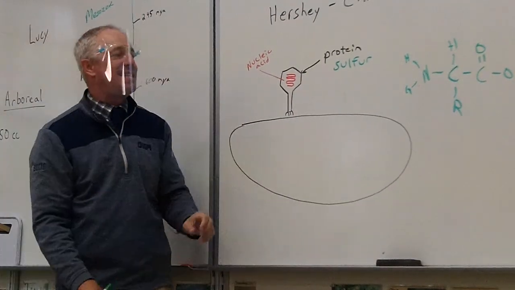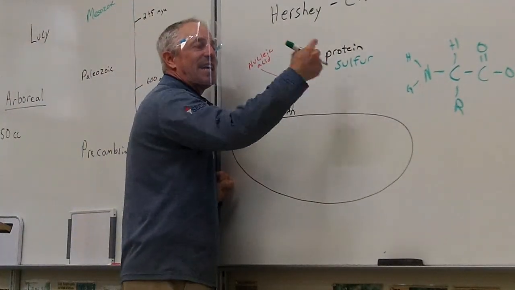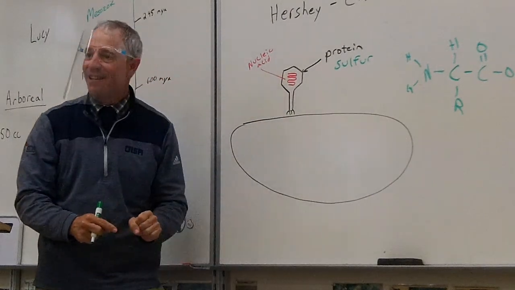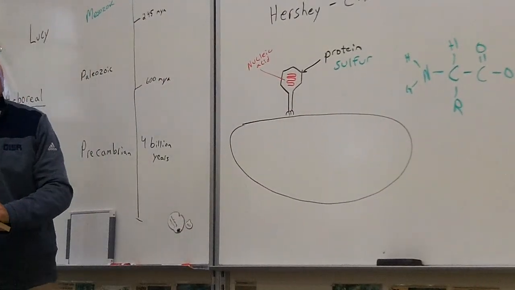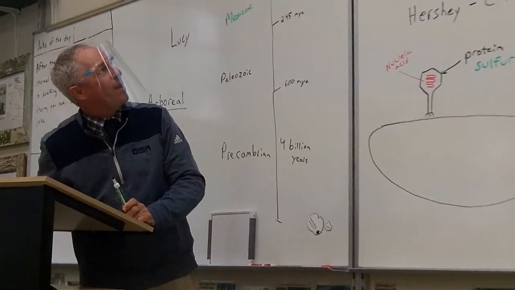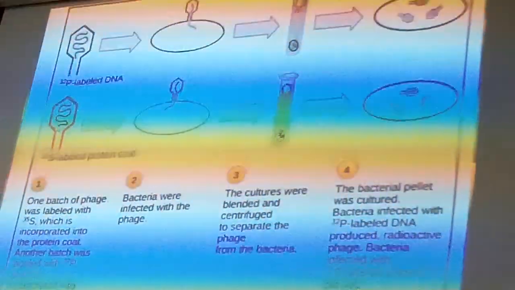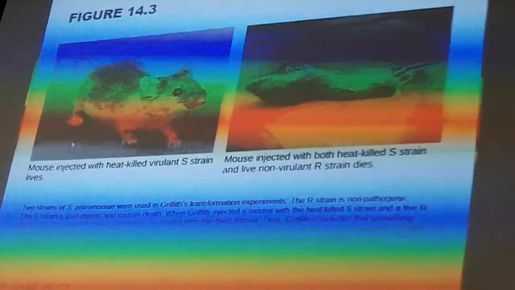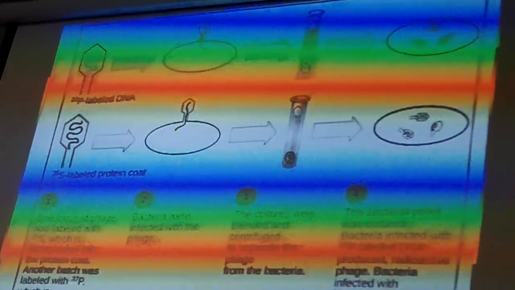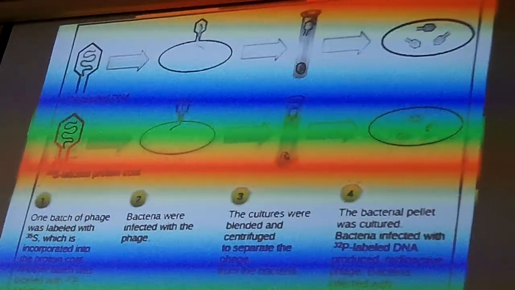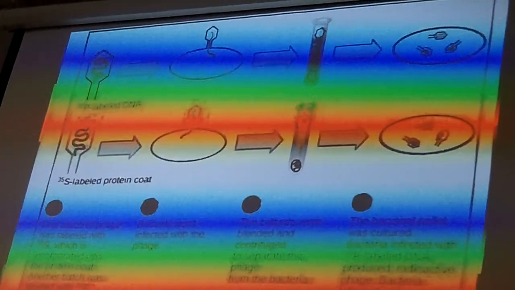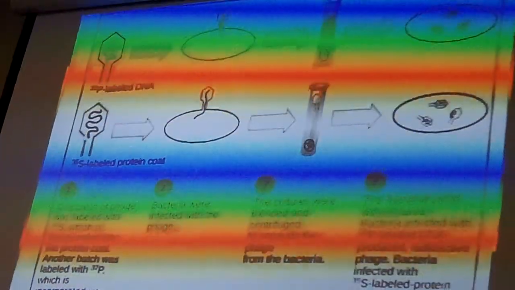So what the scientists did was they radioactively labeled the sulfur in the protein. How did they radioactively label it? I don't know, but they did. And so the protein, as you see here, they have it red. The protein is radioactively labeled with sulfur 35. That's a radioactive form of sulfur, and what it basically does is it makes the protein glow.